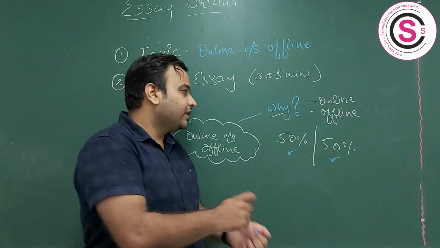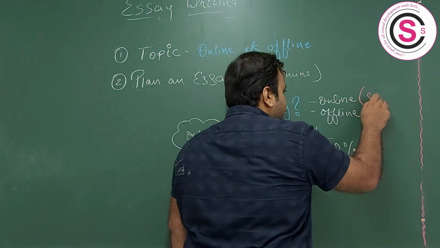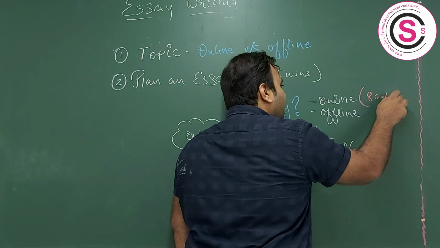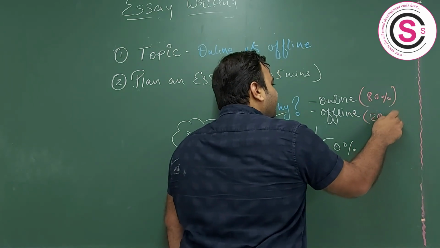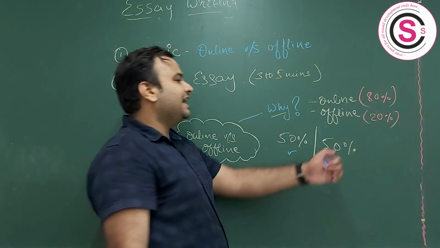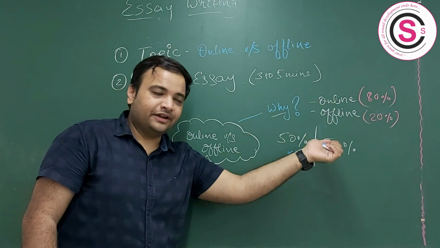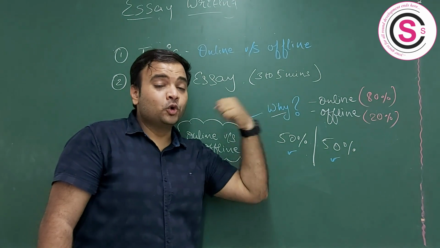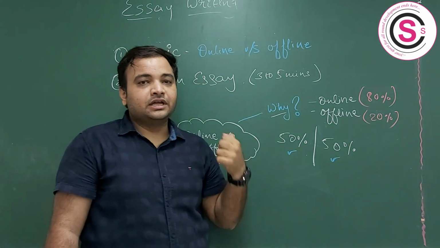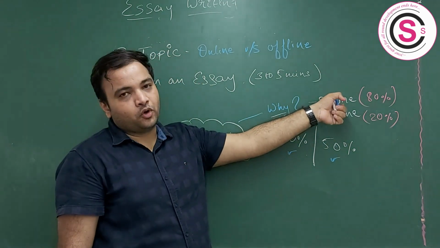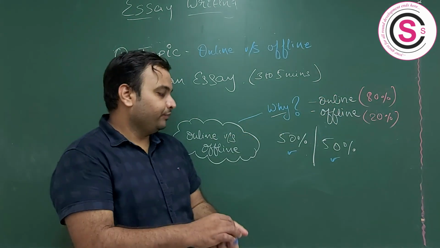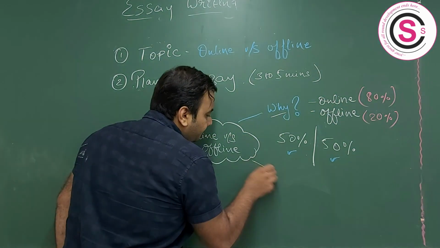Or in the other case, you can support one side by a majority stake. You can also list out certain advantages of offline shopping as well. You can support 80% online shopping and 20% offline, and you can just boost the points why this is so important. You can focus on that, right? So, first thing is why.